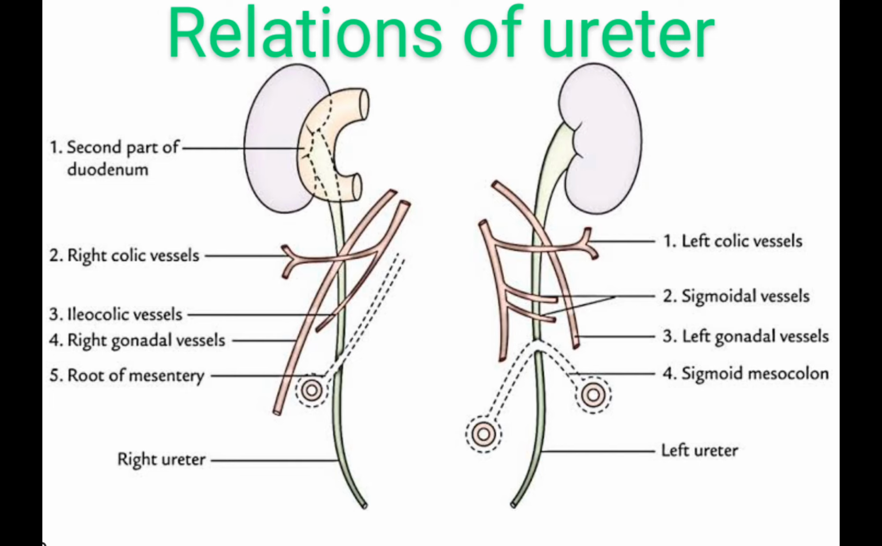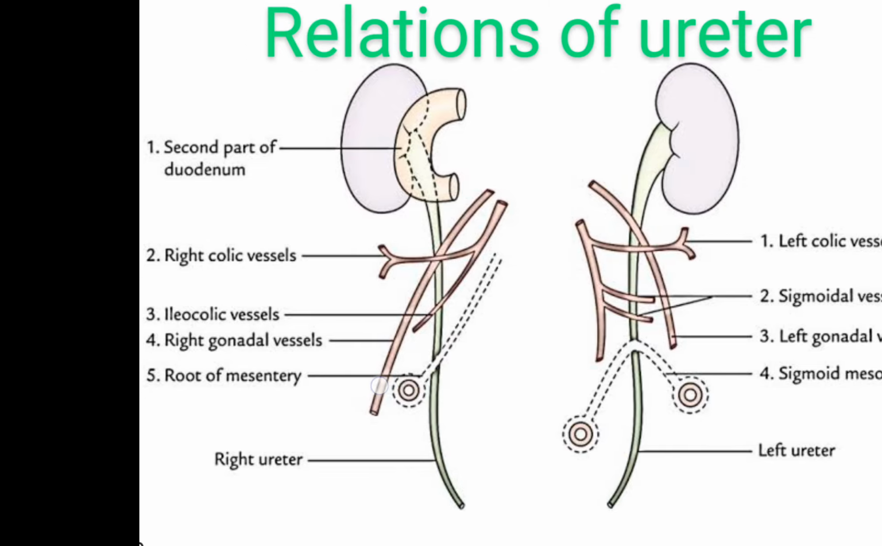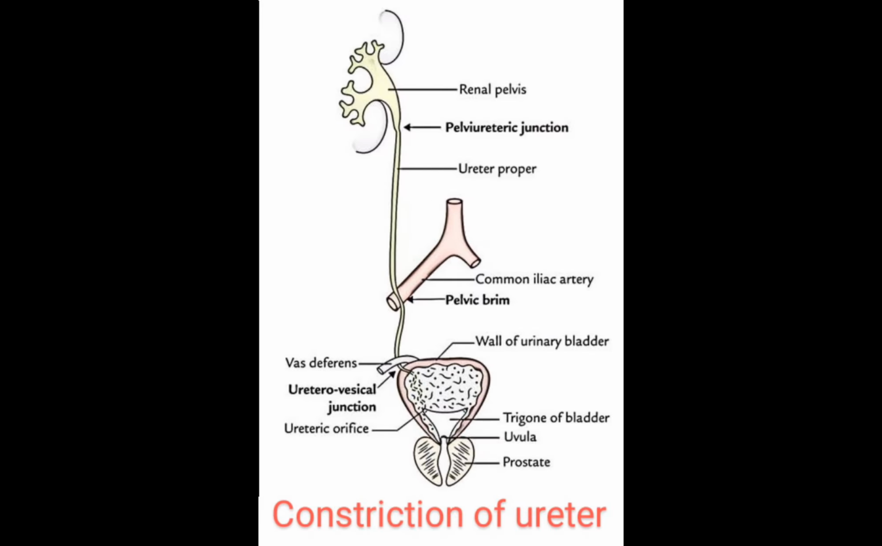So those were all the important things about the ureter. The main important things are the relations of the ureter and the constrictions of the ureter. I hope you will find it useful.